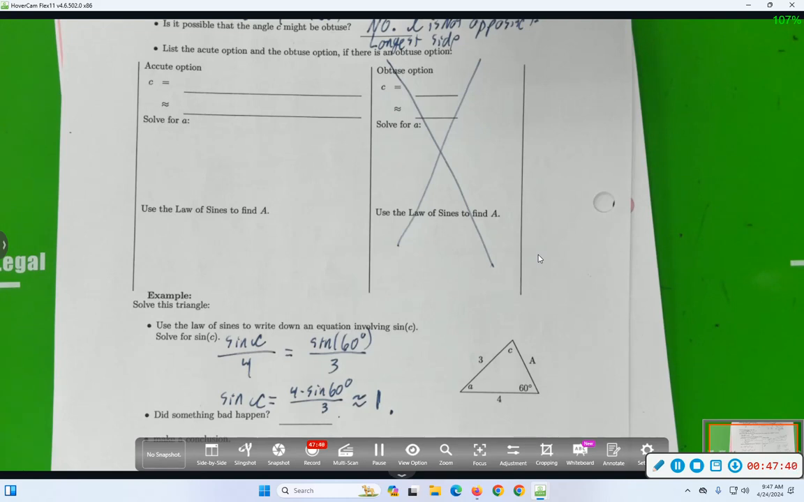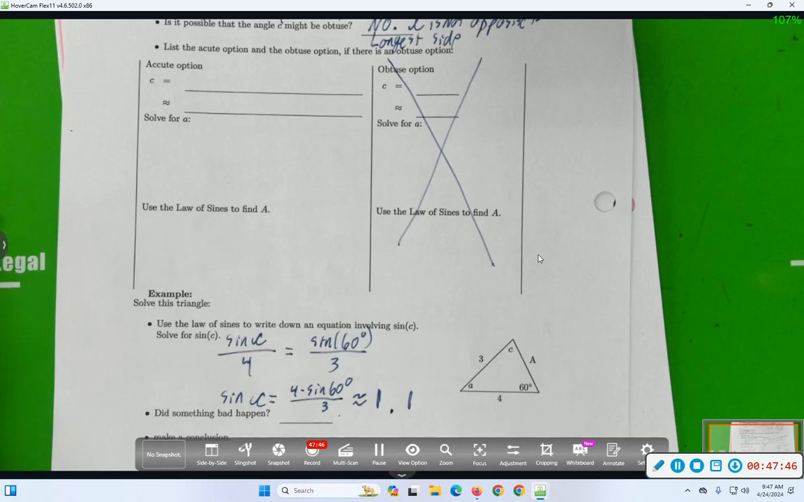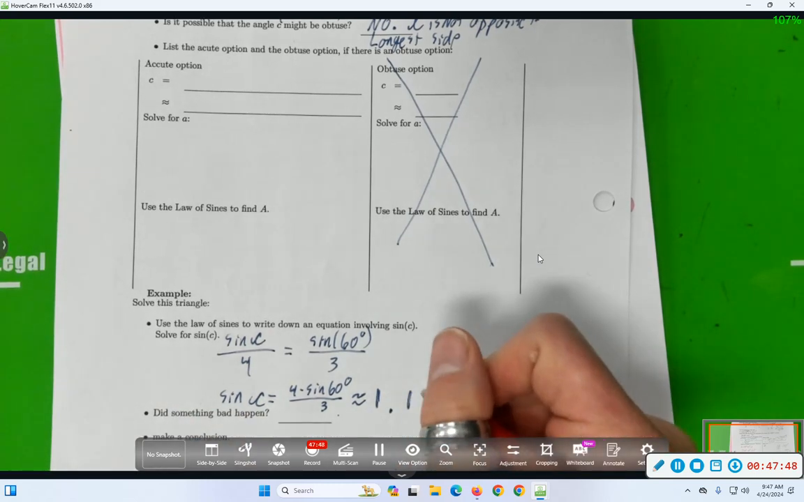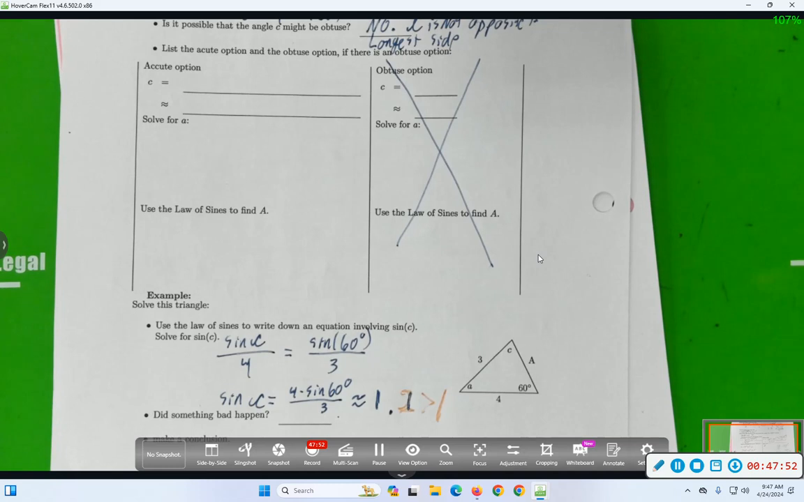But when you compute it, what do you get? 1.1. It was over 1. 1.15. Nice, 1.15. The point is that's bigger than 1. That's bad. What's the biggest value sine can ever be? 1. Unless you're allowing for a complex angle, and I don't know what it means to have a complex number as an angle in a triangle.